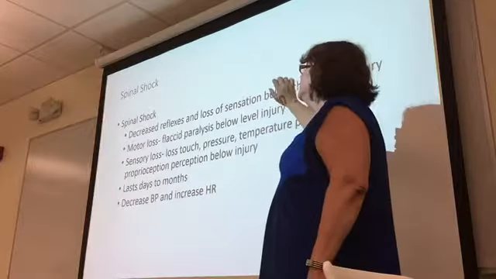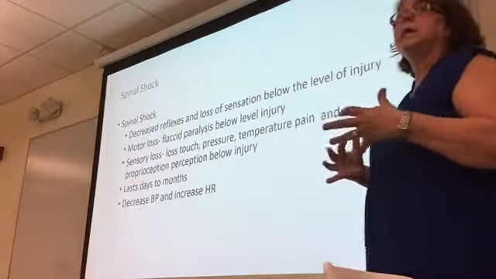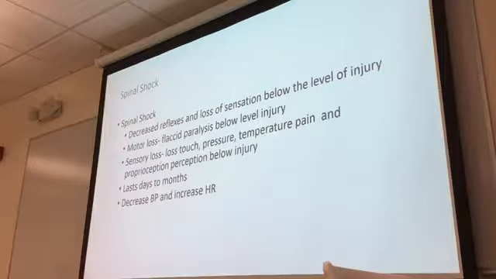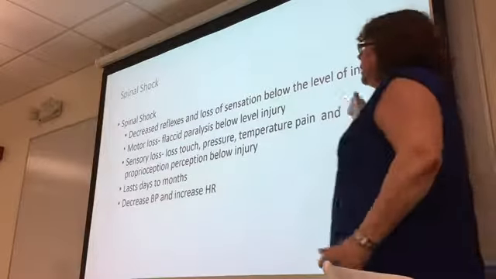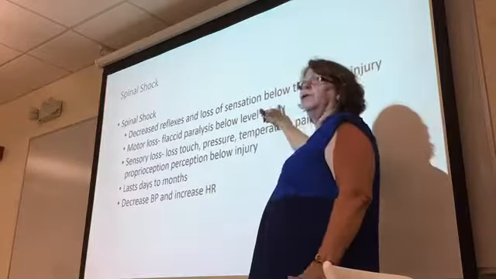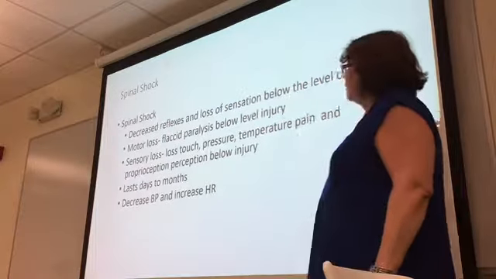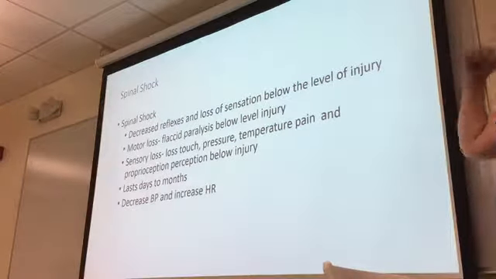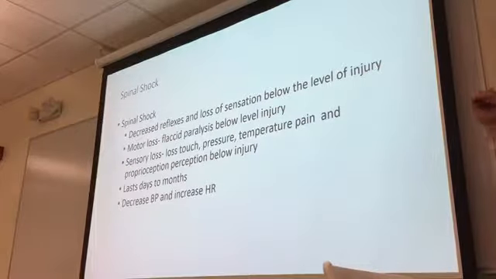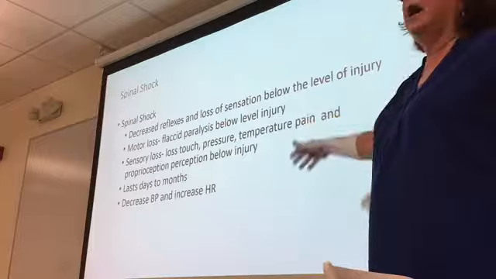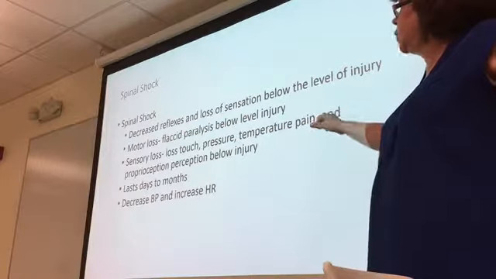The other thing is flaccid paralysis. So again, with an upper motor neuron injury, like a cervical, they're more spastic. But if it's all flaccid, it's probably a result of spinal shock going on. It can last days to months. Blood pressure down, heart rate up, like most shocks.